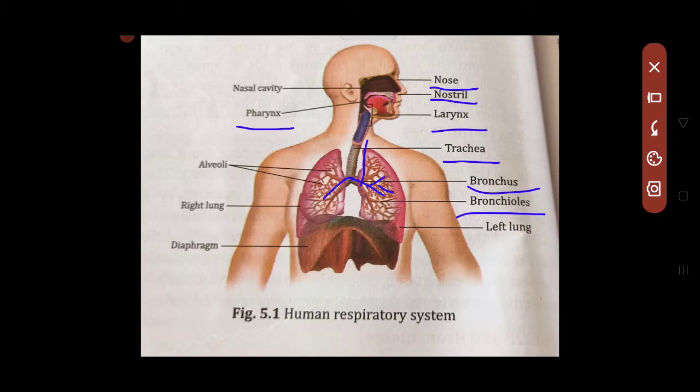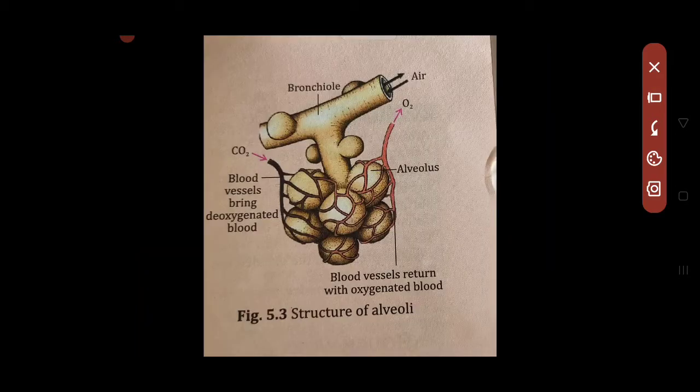Okay, and bronchioles end up in a sac-like structure that is referred to as alveoli, where the exchange of gases takes place. Now let us go through the structure of the alveoli in detail and its function. Coming to the structure of alveoli, like I told you, the bronchiole further branches into smaller tubes and ends up in alveoli.